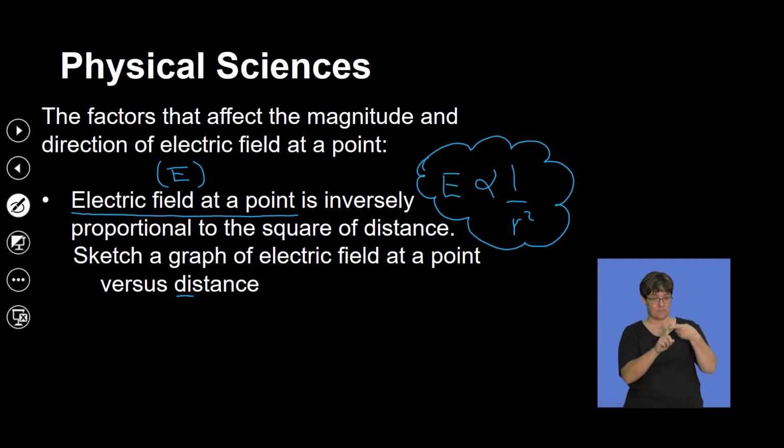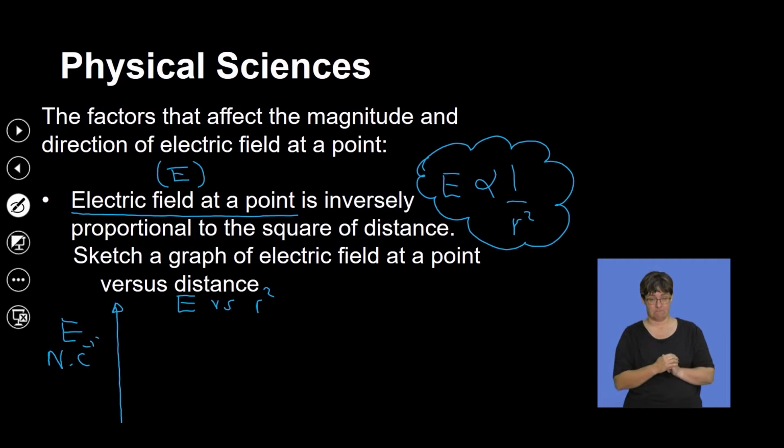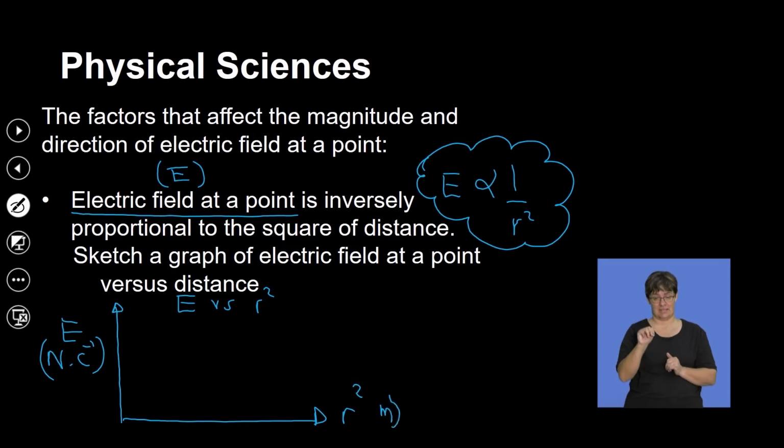Number 1, the title, which is E versus r squared. On the vertical axis, we've got the dependent variable, which is E. We must also indicate the units of E. The units of E are in newton per coulomb. And then on the horizontal axis, we've got the square of the distance, which is r squared. This is in meters squared. Those are the units of our independent variable. So this is the mathematical relationship that we managed to obtain.